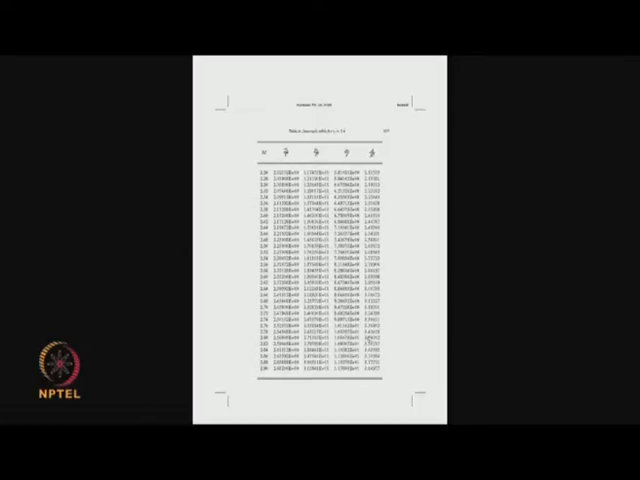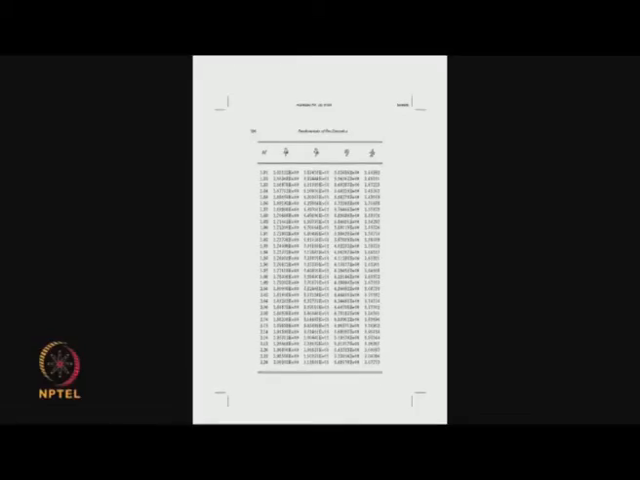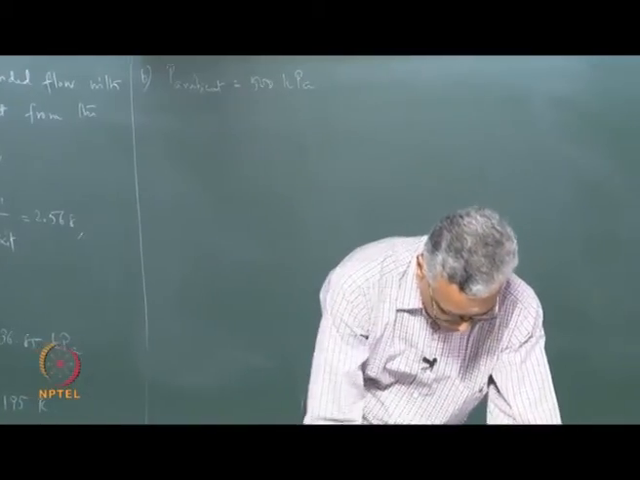Now, for the same A over A star, we want to pick up the subsonic value, right, which means I do this. So, you can see that for A over A star of 3.5 corresponding to the subsonic portion, the Mach number comes somewhere here between 0.16 and 0.17. So, what is the exit pressure corresponding to this? So, we pick up the P0 over P from here and then calculate the exit pressure corresponding to that.